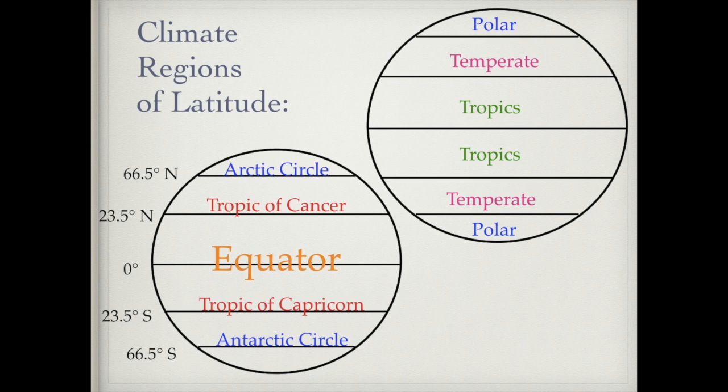You can see it's not written here, but the pole, the very top, would be 90 degrees. So between 90 degrees and the Arctic Circle, between the North Pole and the Arctic Circle, is the polar zone. Between the Arctic Circle and the Tropic of Cancer would be the temperate zone. And these are the very general zones. We'll get into more detail next week.